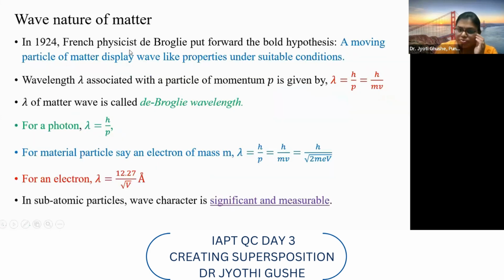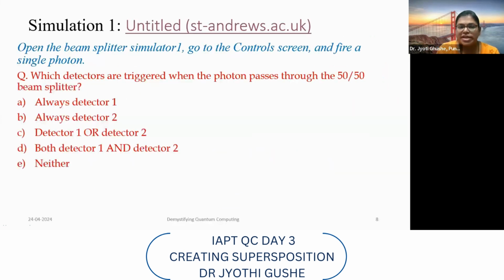So, wave nature of matter. As we have seen, de Broglie's hypothesis saw the symmetry in nature. He considered that if light exhibits dual nature, the same should be true for material particles. So this is just a revisit. Let us move ahead and see this simulation.